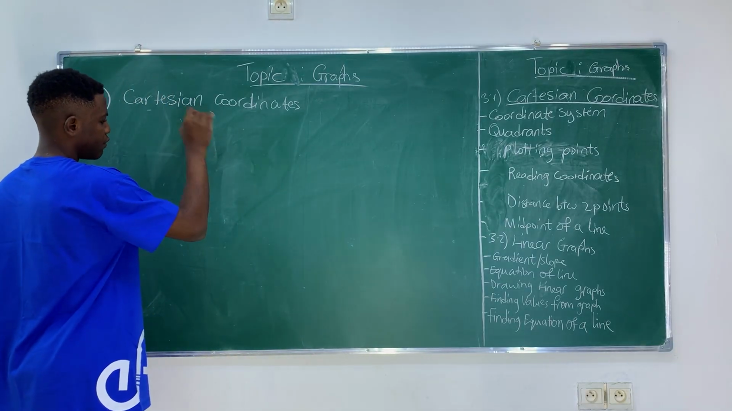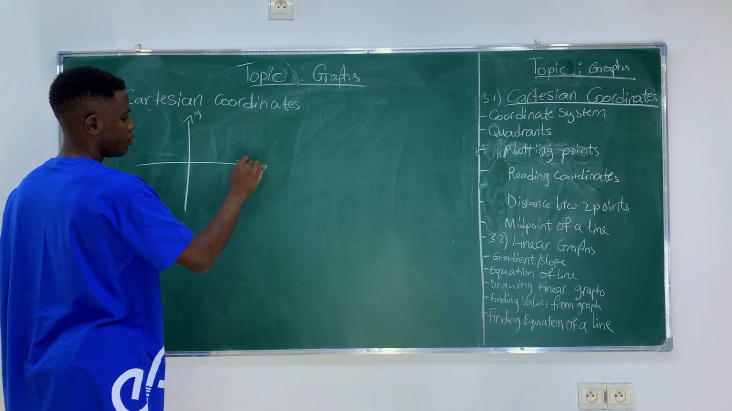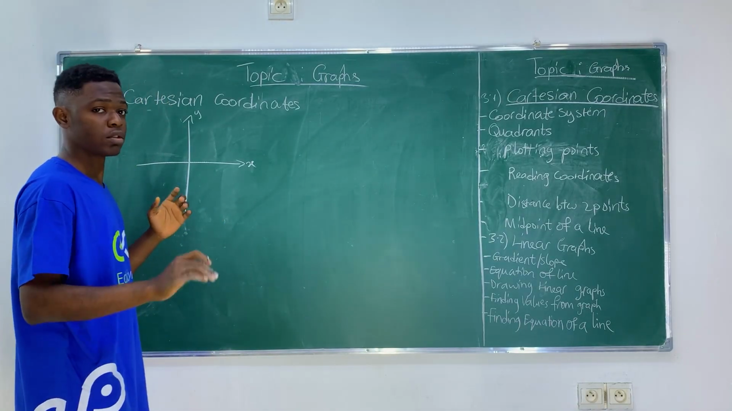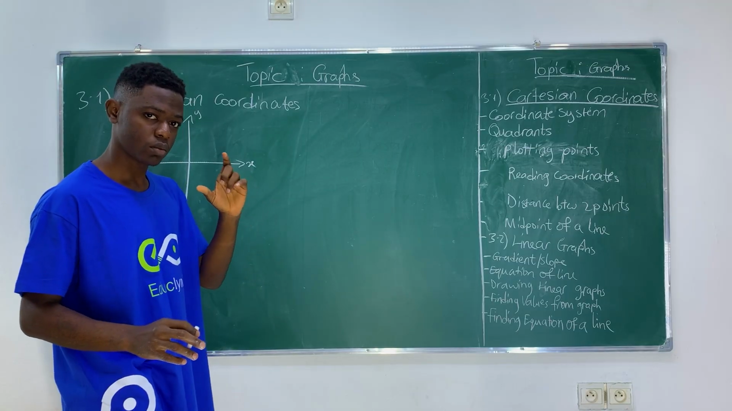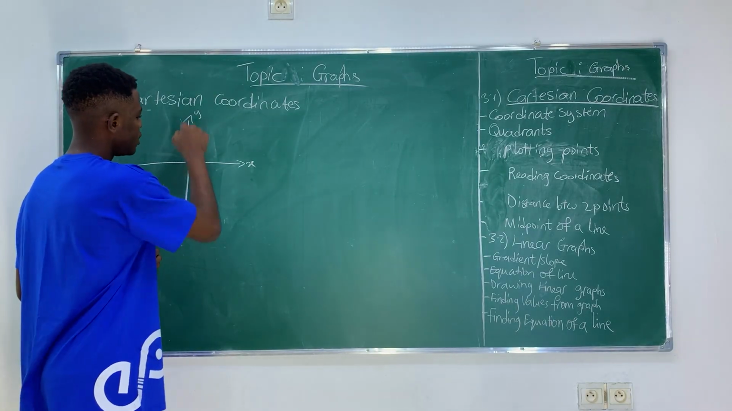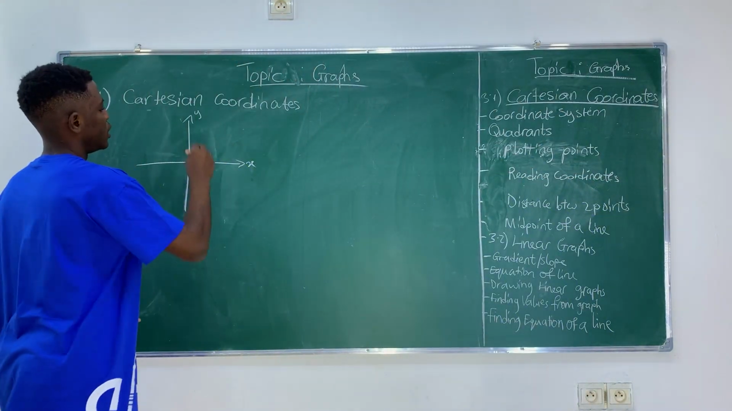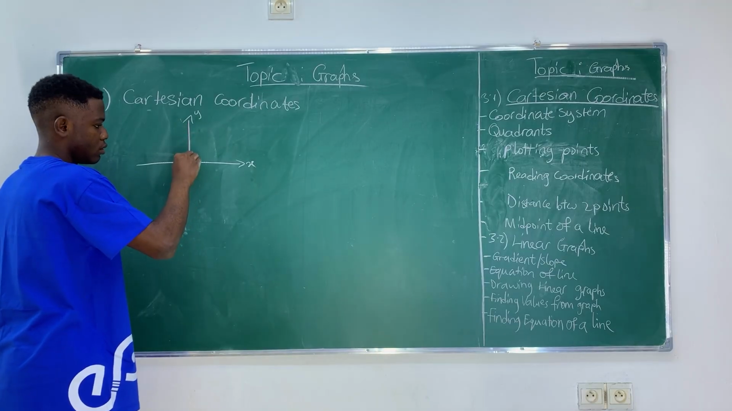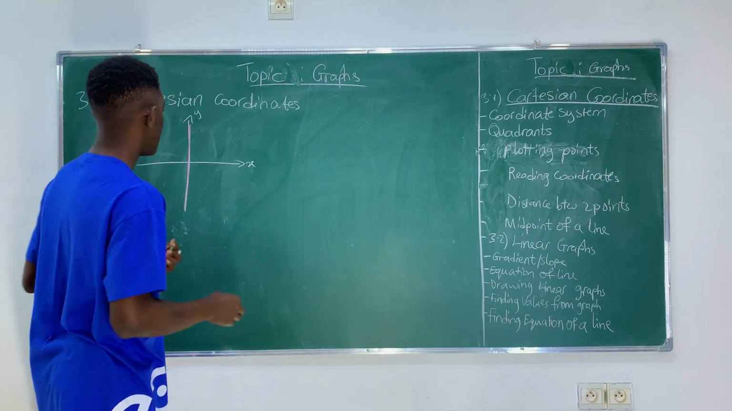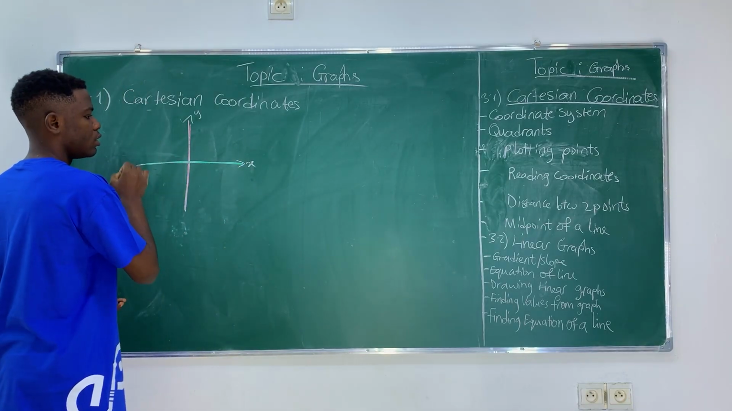Let's see what the graph looks like. I'm sure you've seen this before. If not, that's okay, we're going to go into detail. This is a graph with a y-axis and an x-axis. This axis is called the y-axis, the vertical axis. And the horizontal axis is called the x-axis.